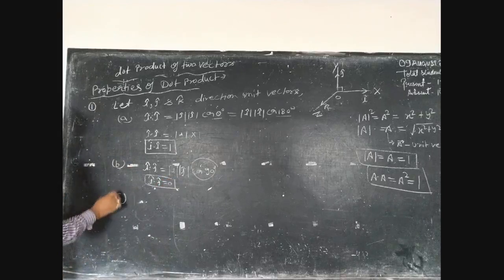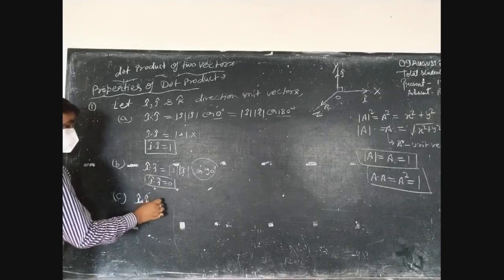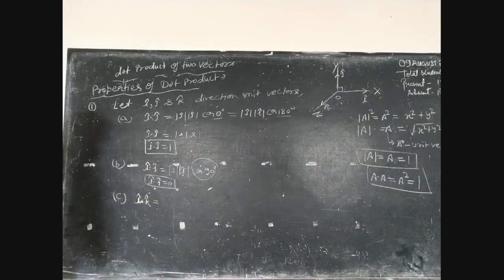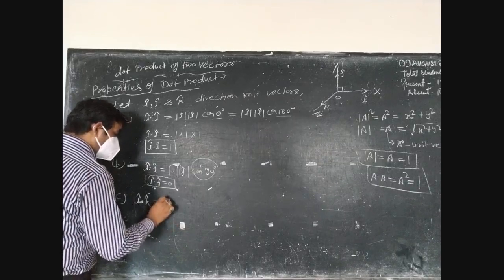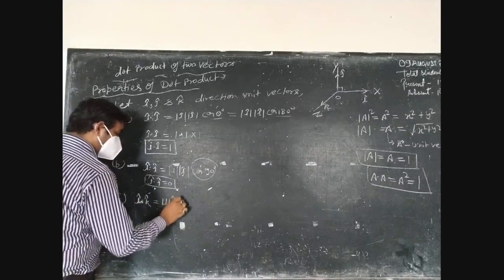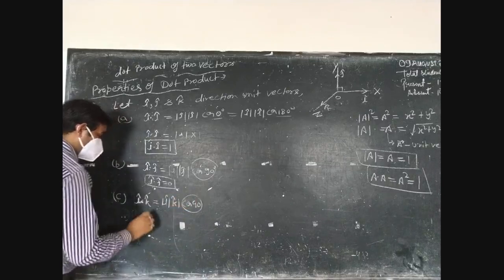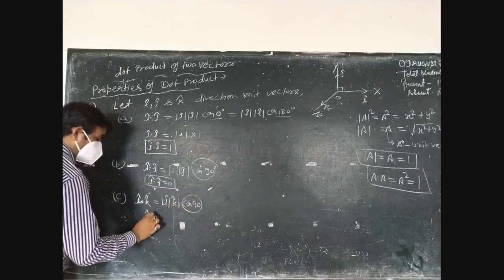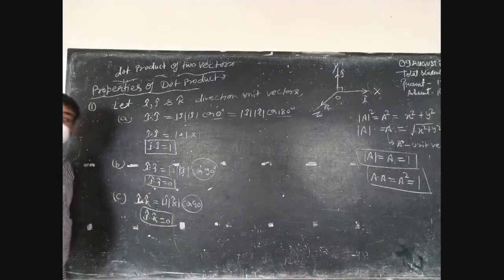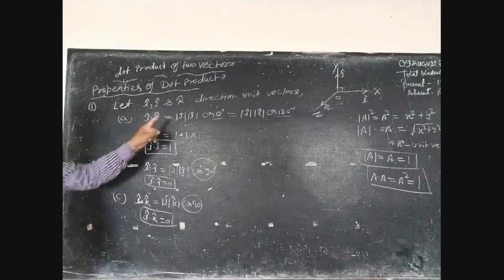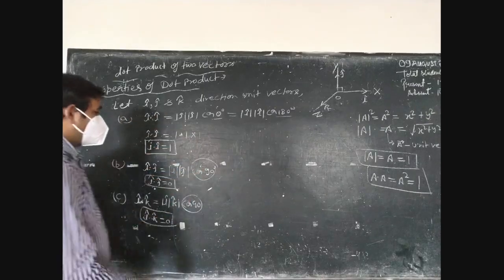And similarly for the third case, when i dot k is multiplied as a dot product, we get modulus of i, modulus of k, and again cos 90 is 0, so i dot k is 0. Similarly, you can find j dot i, j dot k, and you will get the same result.